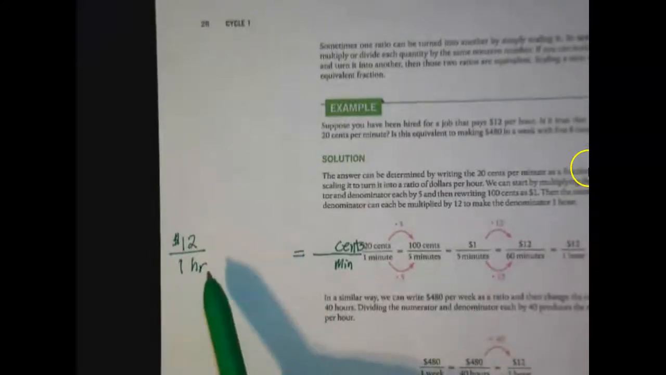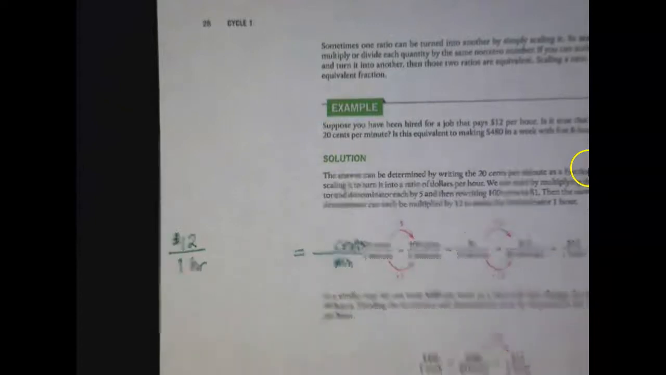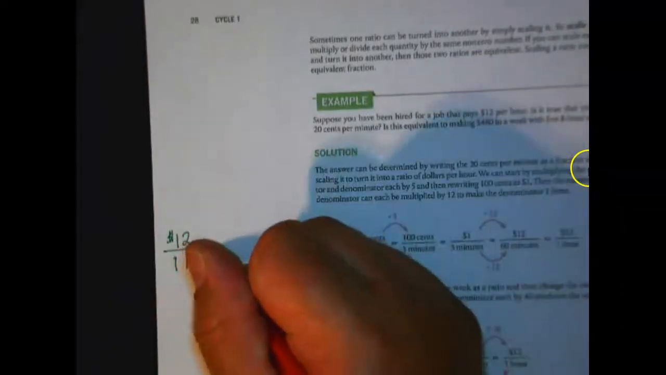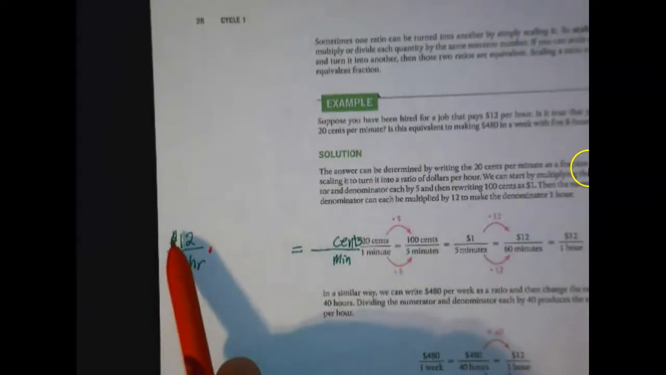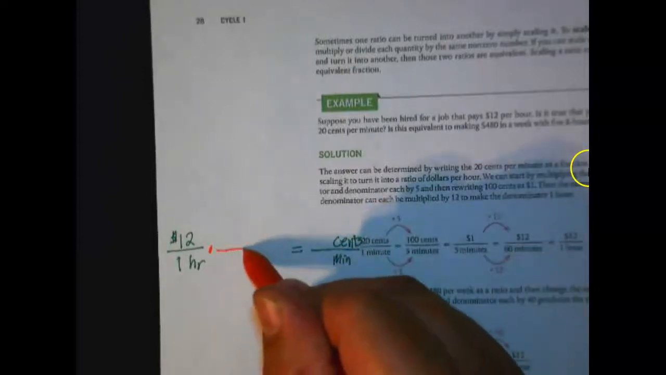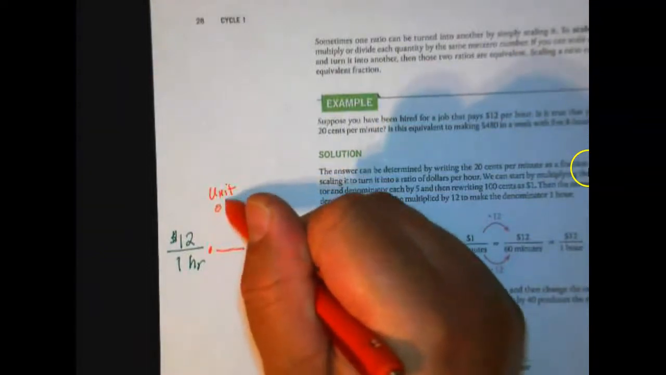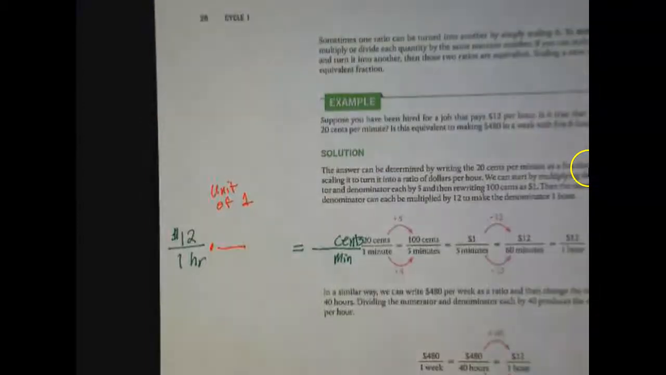Now I can do anything to this fraction, multiply or divide, as long as I do it by a unit of 1. So I'm going to multiply this fraction by a unit of 1, and I'm going to change this dollar to cents. Remember, I'm just multiplying by a unit of 1, not changing the value of the fraction.